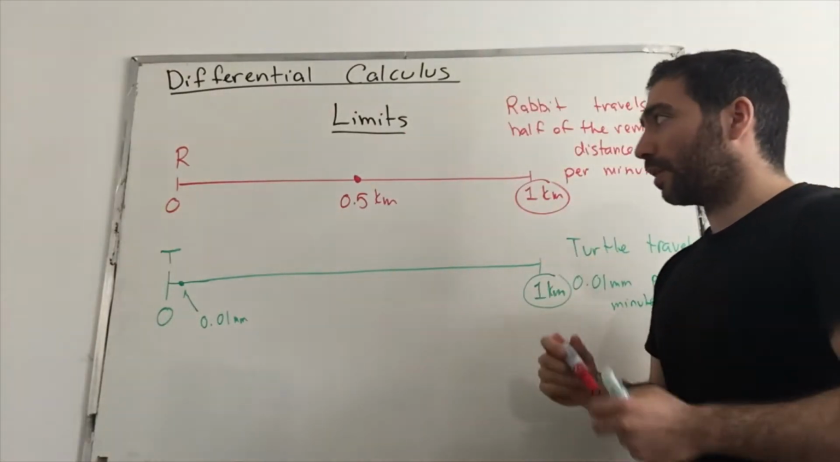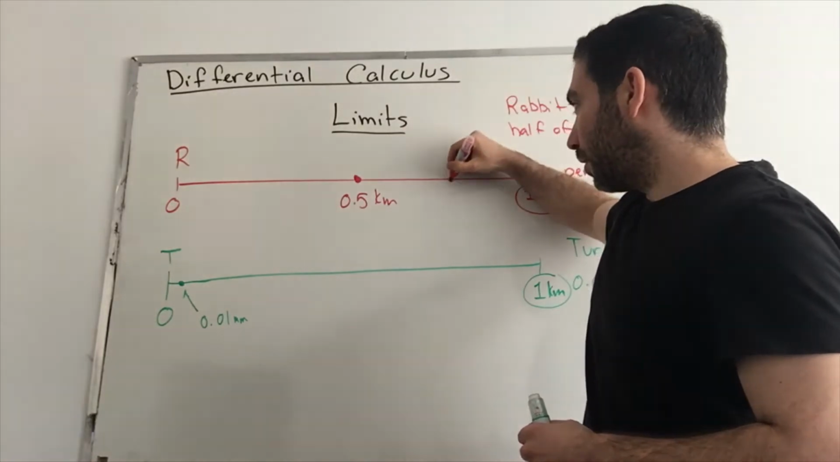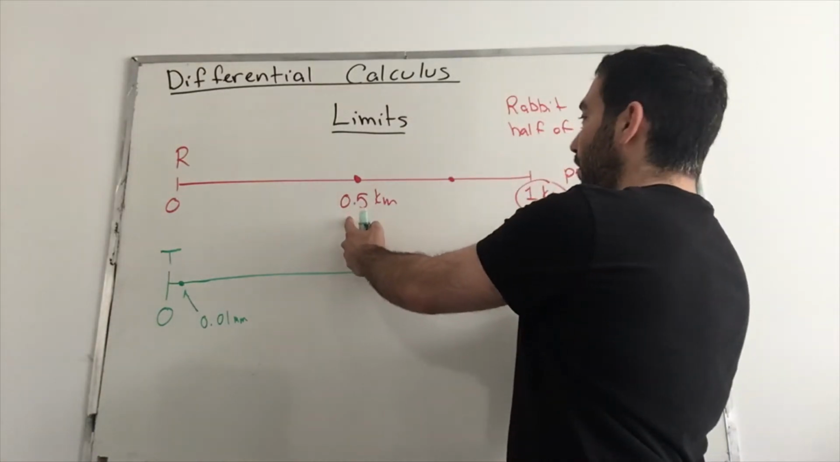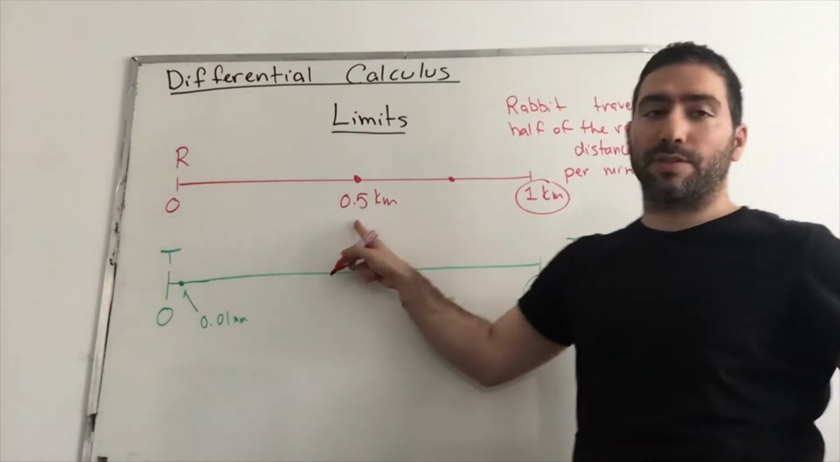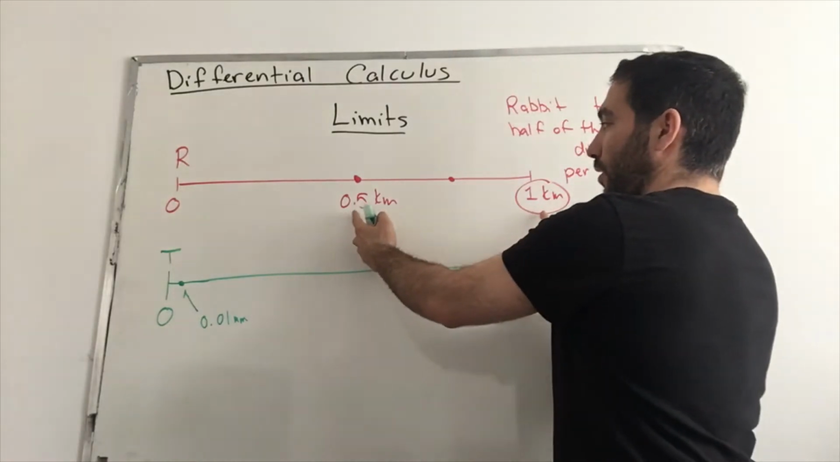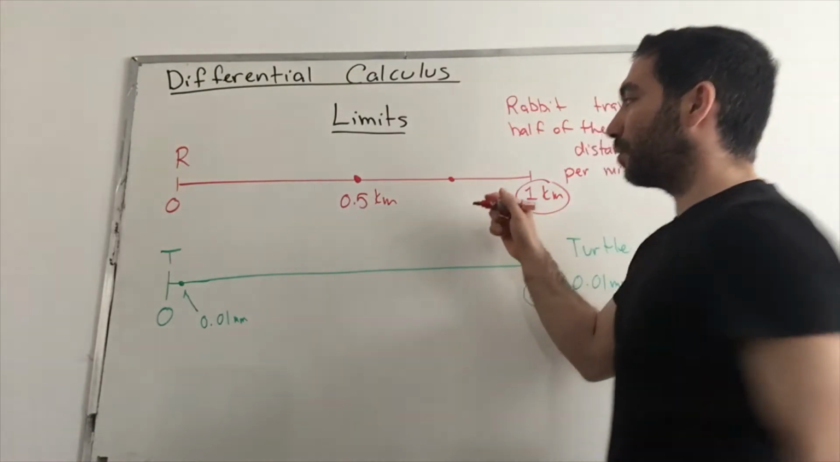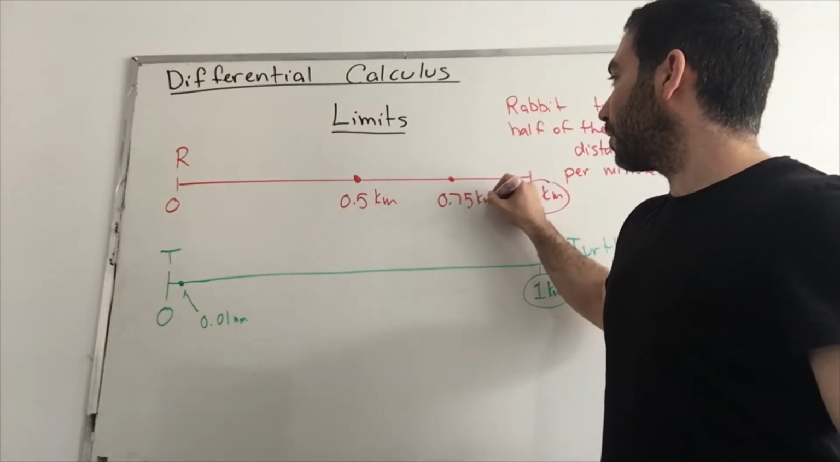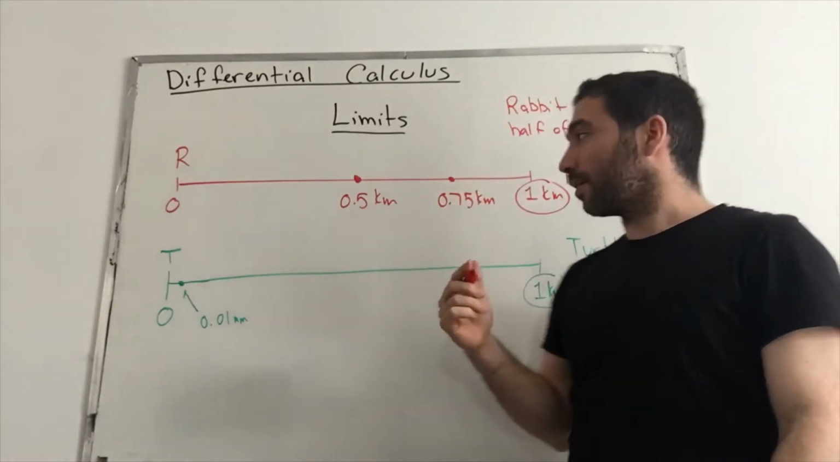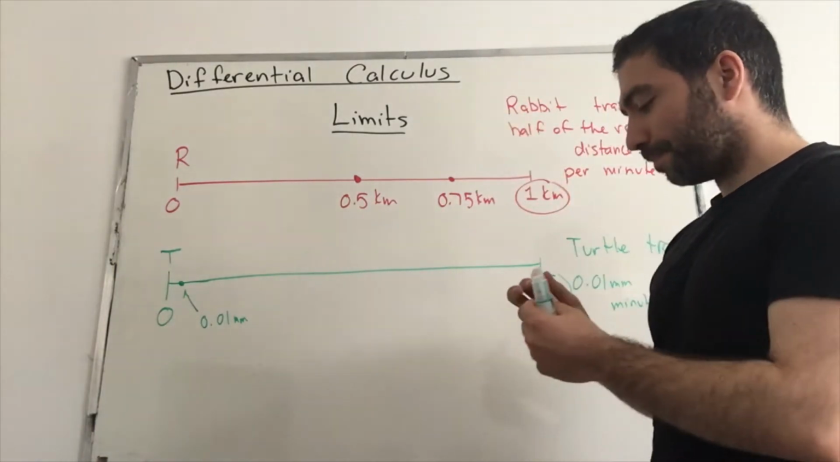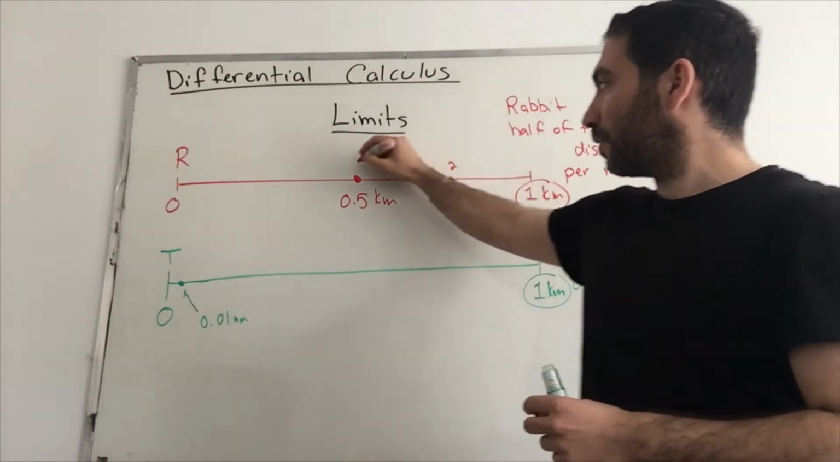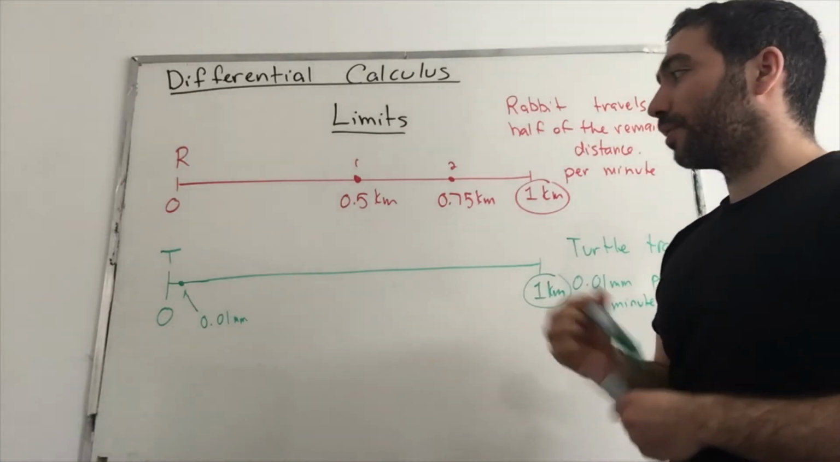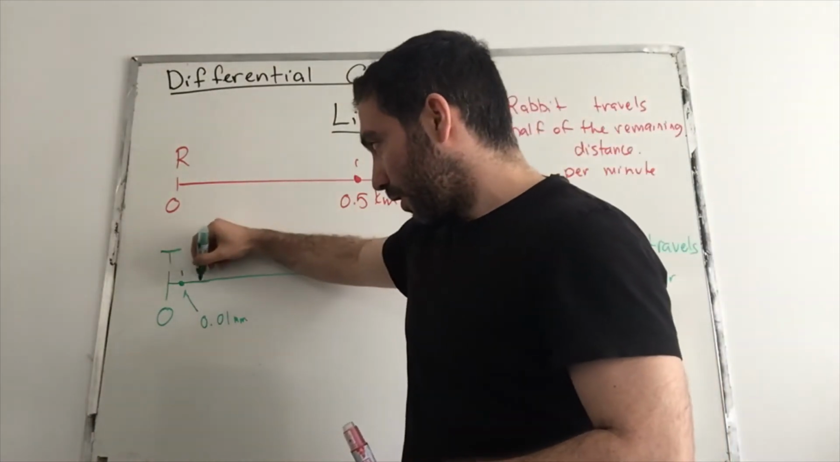After 2 minutes, the rabbit is going to be here. It's going to travel half the remaining distance. So the remaining distance between 0.5 and 1 is, let's say, 0.5, and half of that is 0.25, giving us 0.75 kilometers. So he's 3/4 of the way there already after 2 minutes. Okay, I'm going to put a little 2 on, put a 1 here. Whereas the turtle after 2 minutes is going to be over here.